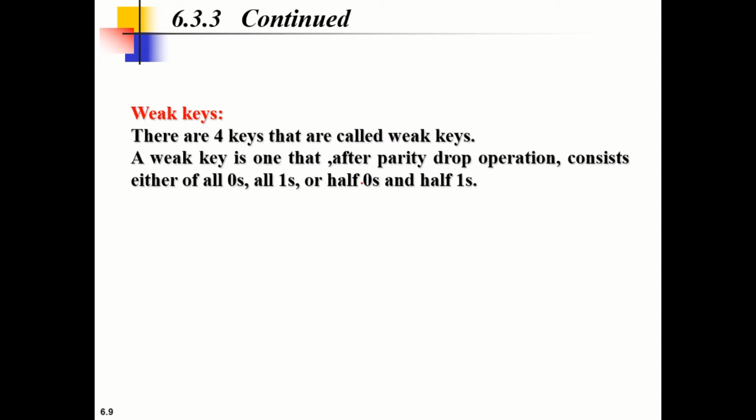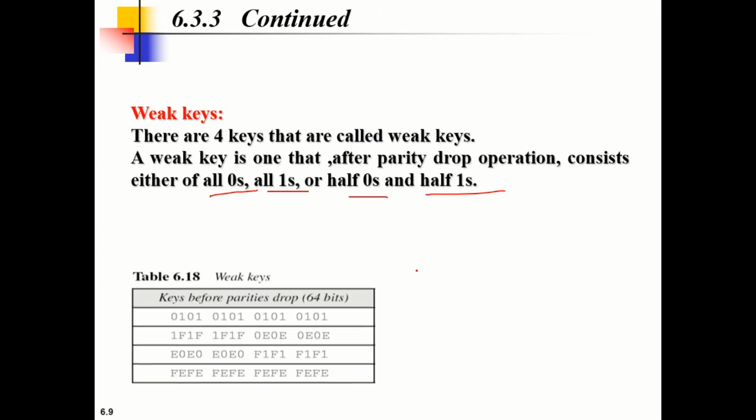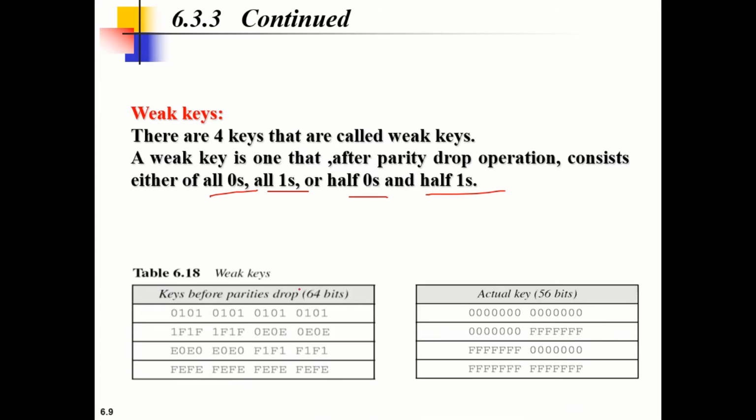When, after we drop the parity bit, the key consists of all zeros, or all ones, or half zeros and half ones, then we call that key a weak key. I'll show you the example as well. So these are the examples of a weak key, right? This is the key before parity drop, that means this is a 64-bit key, and this is the actual 56-bit key which we will actually use, right?